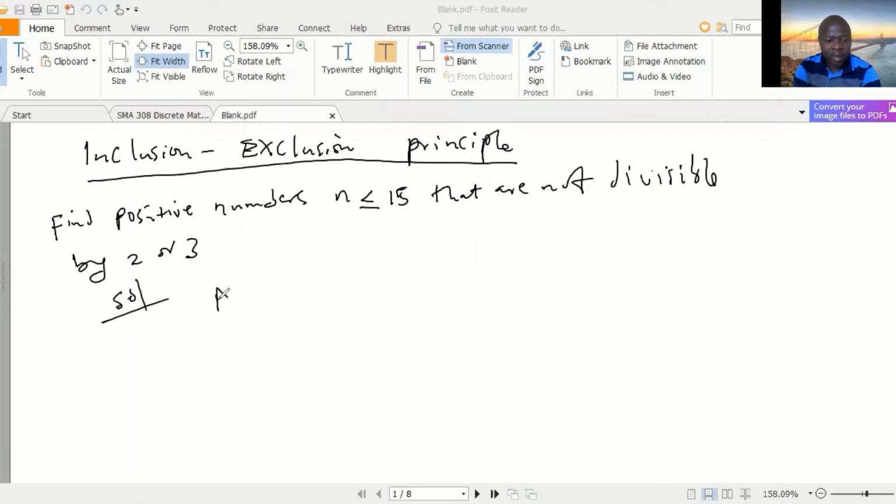So let N1 be the set of natural numbers, that means numbers from 1 and so on, which are less than or equal to 15, and 2 divides them.